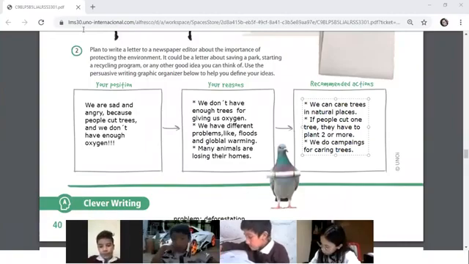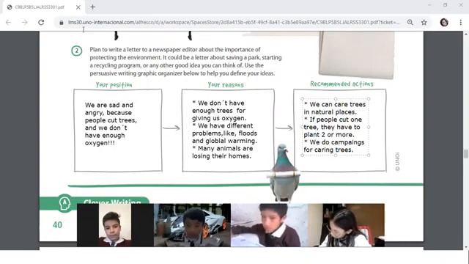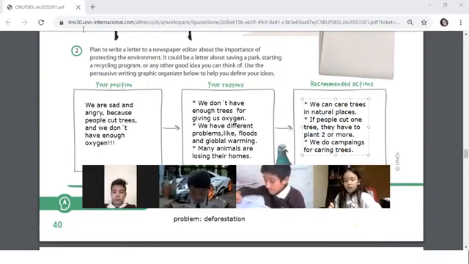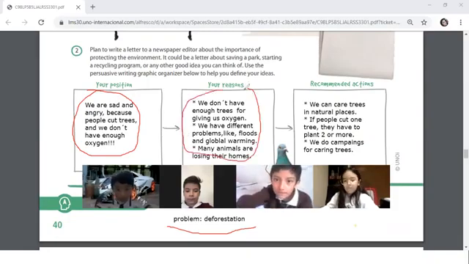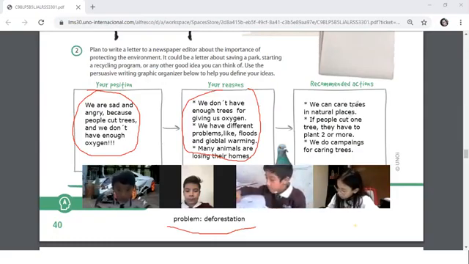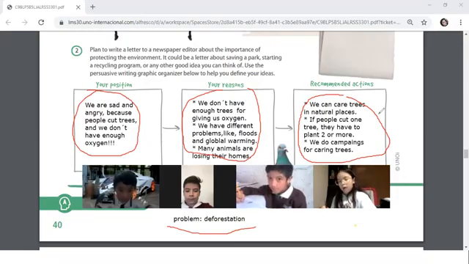Okay, excellent. So we said that the problem is deforestation. What is my position? I feel sad because people cut trees. What are the reasons or the consequences? We don't have enough trees for giving us oxygen. We have different problems like floods and global warming, and many animals are losing their homes. What are the actions? We can plant trees in natural places. If people cut one tree, they have to plant two or more, and we can do campaigns for caring for trees. Excellent. Those could be excellent solutions. Okay, thank you.